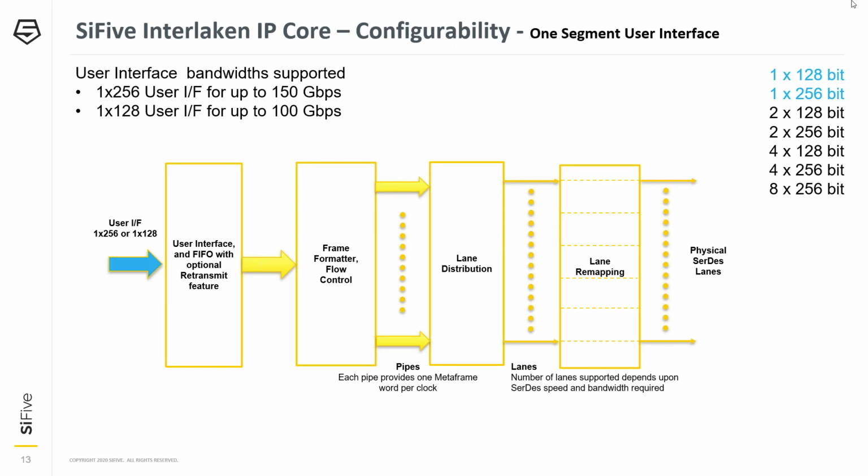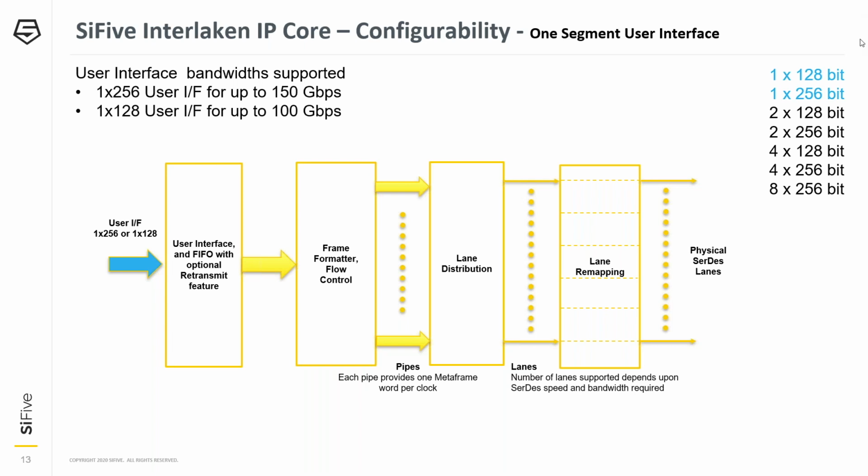In this segment, we will talk about the single segment configuration. But before that, let me briefly explain the block diagram of the SiFive Interlaken core. As shown, there are four major blocks. The user interface, which includes the optional retransmit feature. This block essentially takes the user data through a custom-defined user interface. This interface can be configured as shown here in this top corner.